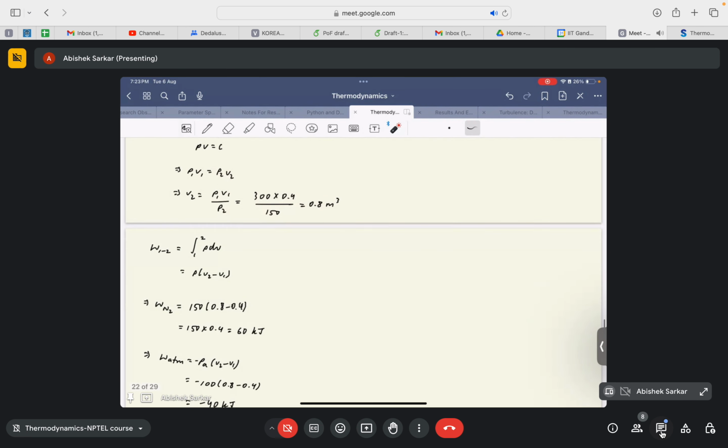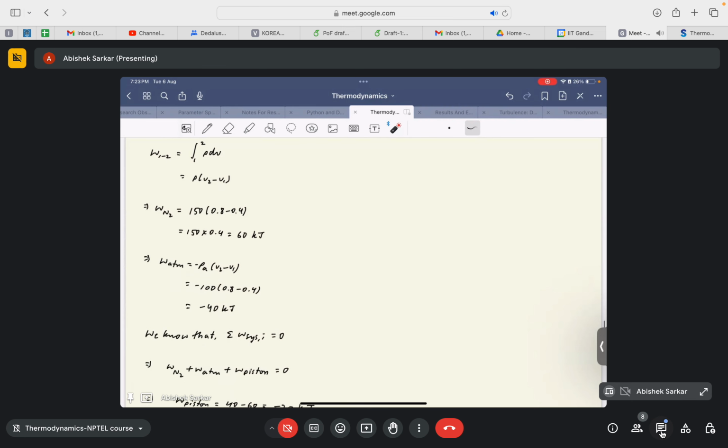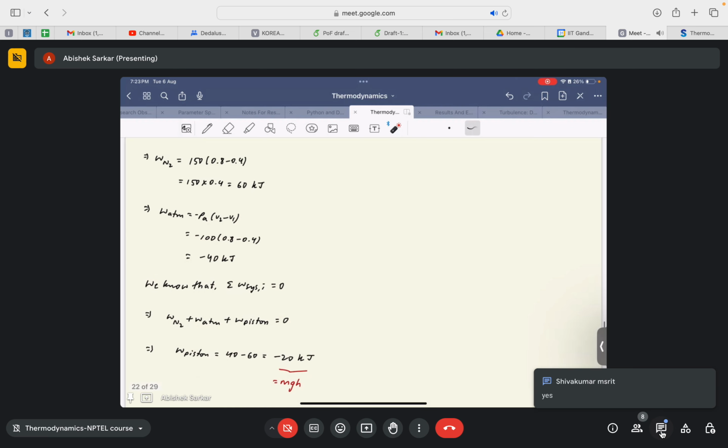Now if we solve this equation, that is work done by nitrogen gas plus work done by atmosphere plus the work done by the piston, we get that there is a work done by the piston. So it will be given by minus 20 kilojoule. Now this minus 20 kilojoule implies that the work is done on the system to lift it to a height of h.